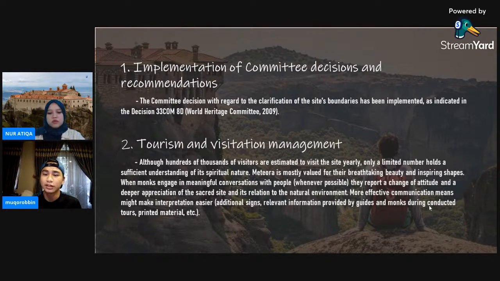Meteora is mostly valued for its breathtaking beauty and inspiring shapes. When monks engage in meaningful conversation with people, they report a change of attitude and a deeper appreciation of their sacred site and its relation to the natural environment. More effective communication means might make interpretation easier, with additional relevant information provided by guides and monks during conducted tours.